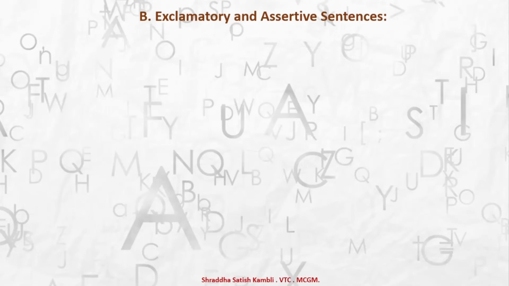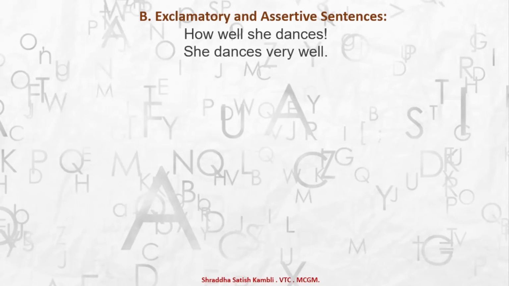Then you can also change a sentence from exclamatory to assertive. And that way you can change the form of the sentence. For example, how well she dances becomes she dances very well. Okay, the exclamatory sentence is a sentence which shows strong feelings. It could be feelings of joy, feelings of sorrow, feelings of anger, fear. So the way you say the sentence is also different.